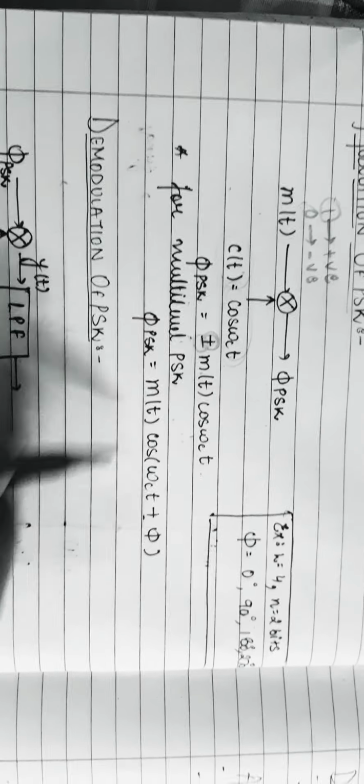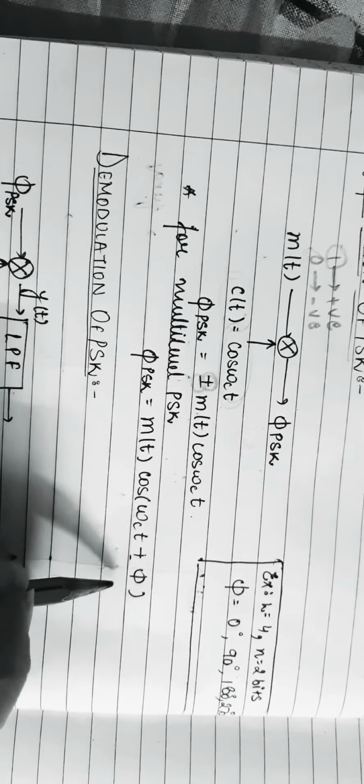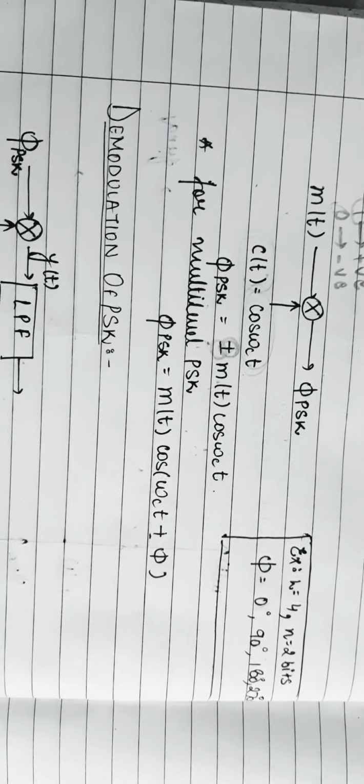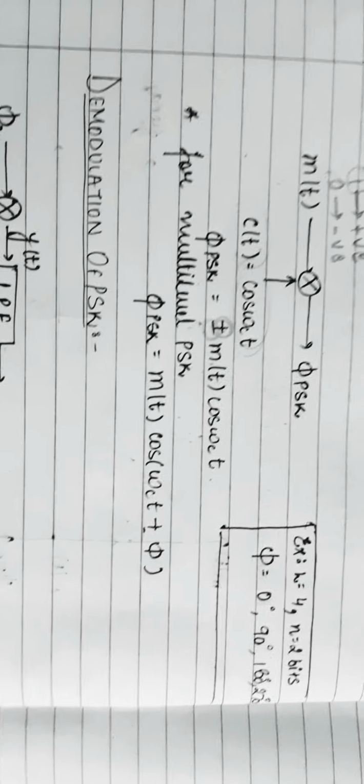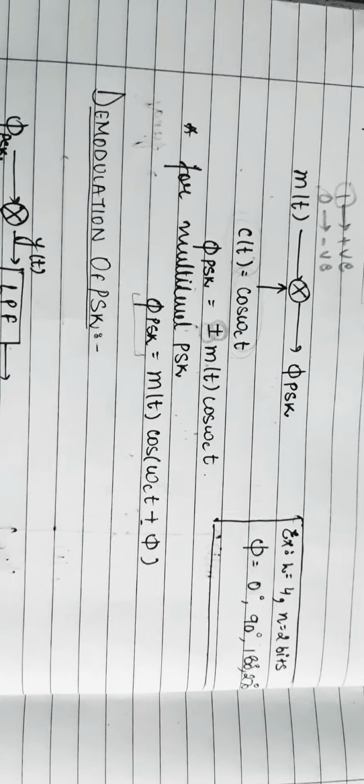Now for multiple PSK, your PSK is equal to m(t) into cos(ωct plus your angle φ). So here your message signal is multiplied with the phase-shifted carrier signal. So that will be your multiple PSK.